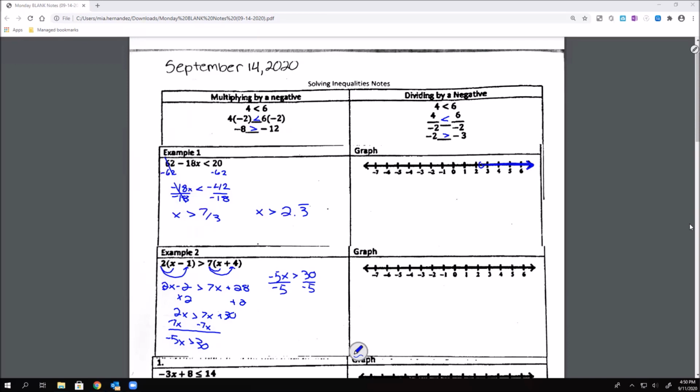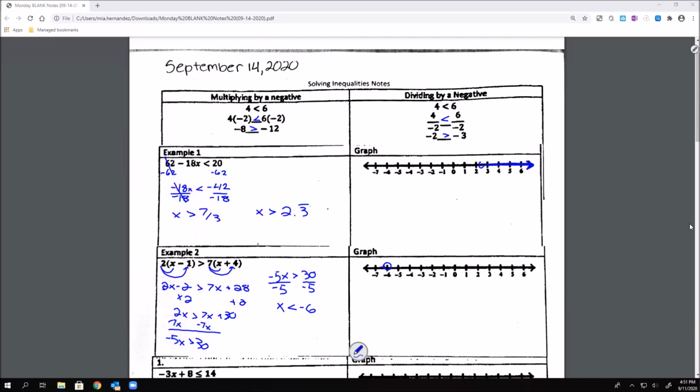Since I divided by a negative value, my sign flips, so it's no longer greater than, it's now less than, and 30 divided by a negative 5 is going to give me a negative 6. Just like before, I don't have that equal to with my less than, so that means I'm open once again. This time at negative 6, I'm going to find my negative 6, put an open circle over it, and this is that x is less than negative 6, so it's everything smaller than my negative 6.